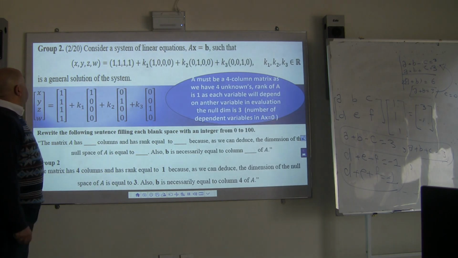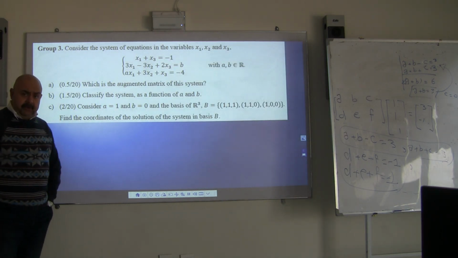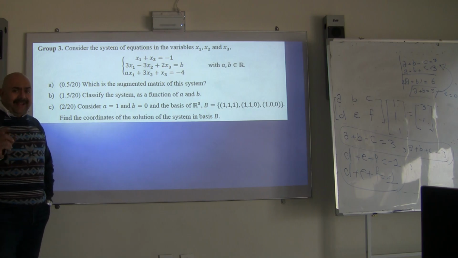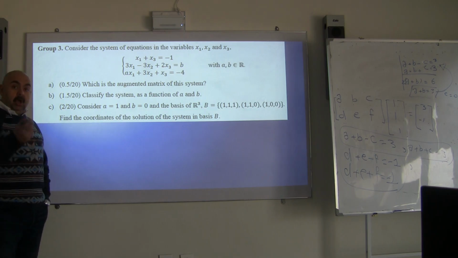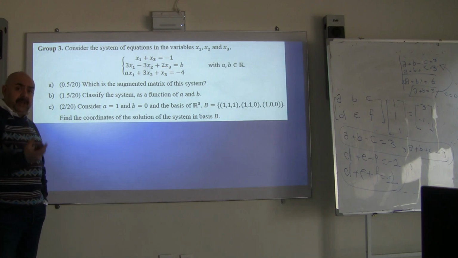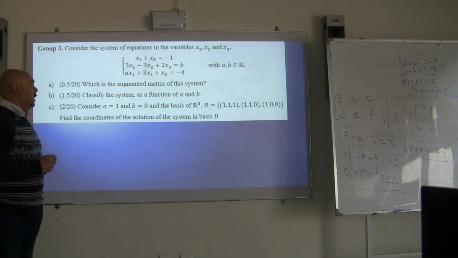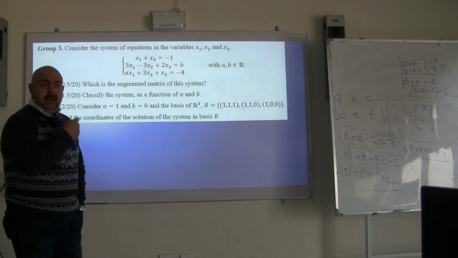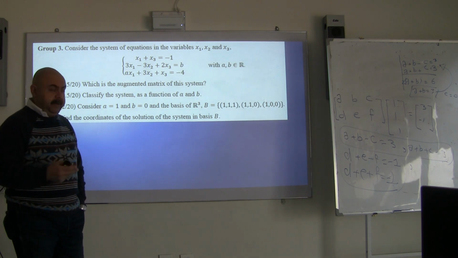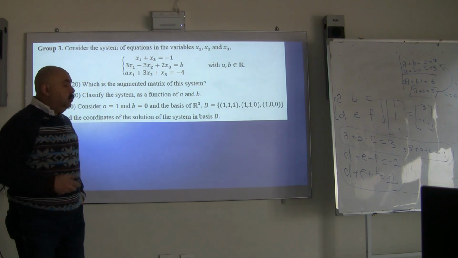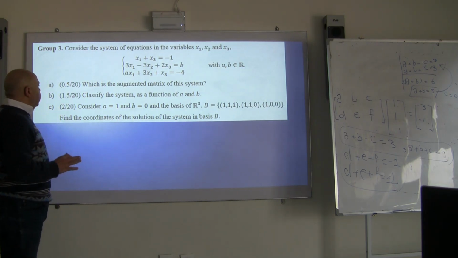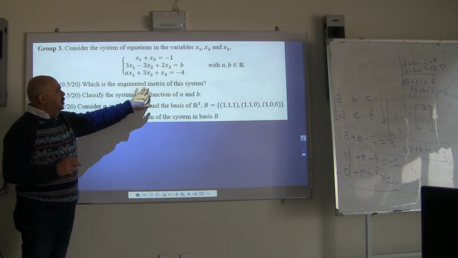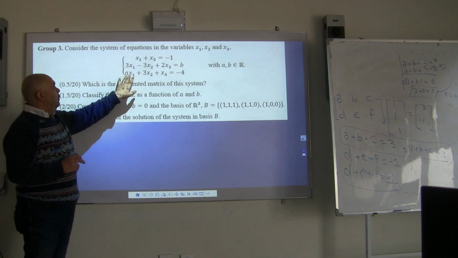Now we will go through question number 3, or group number 3. This is really a very good question. It's tackling the part on solutions of a system of equations, also connecting this part with column and row operations and the dimensions that we went through. So he's starting with a very nice question, which is the augmented matrix of this matrix. Try to get the augmented matrix.